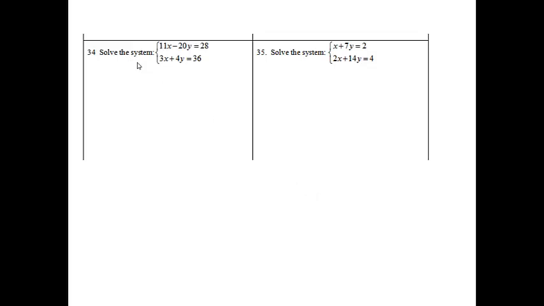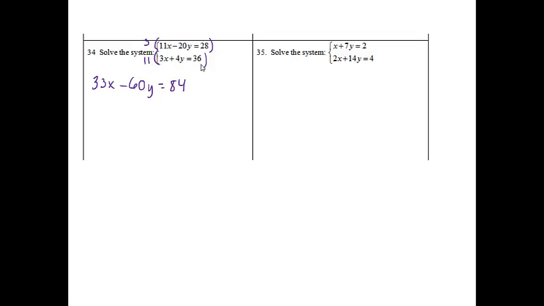Number 34, solve the system. 11x minus 20y equals 28, and 3x plus 4y equals 36. Since all the x's and y's are on the same side, I'm going to use elimination. I'm just going to do the shortcut of this one. We'll just multiply them by each other, so multiply the top one by 3 and the bottom one by 11. Don't forget, you have to multiply all three parts by that 3. So we're going to get 33x minus 60y equals 84.